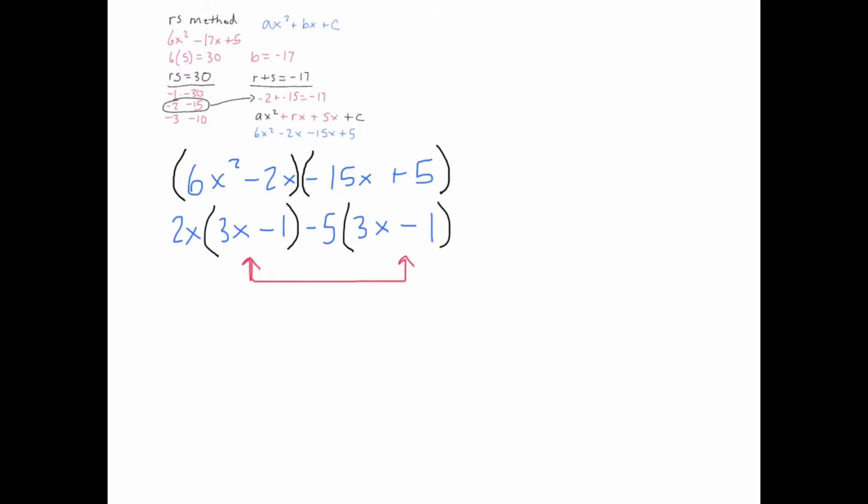So if we, in essence, factor that whole term out of the polynomial now, we have 3x minus 1 on the right, and that leaves us with 2x minus 5 on the left. And we have now factored this polynomial using the RS method. Now take a look at the polynomial 3x squared plus 11x minus 20.